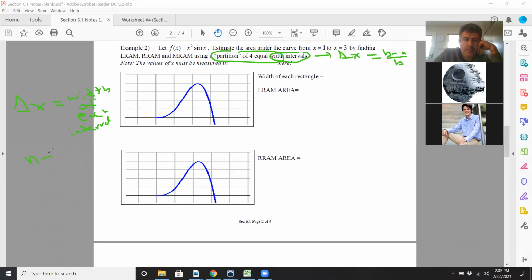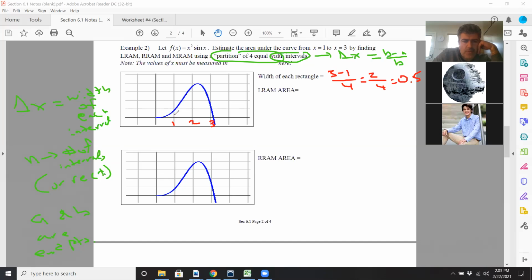n will be the number of intervals or rectangles, and of course, a and b are your endpoints. So here's 1, 2, 3. And the width of each rectangle is going to be 3 minus 1 over 4, because you're doing 4 intervals. You're told to do 4. That's 2/4 or 1/2, or 0.5.